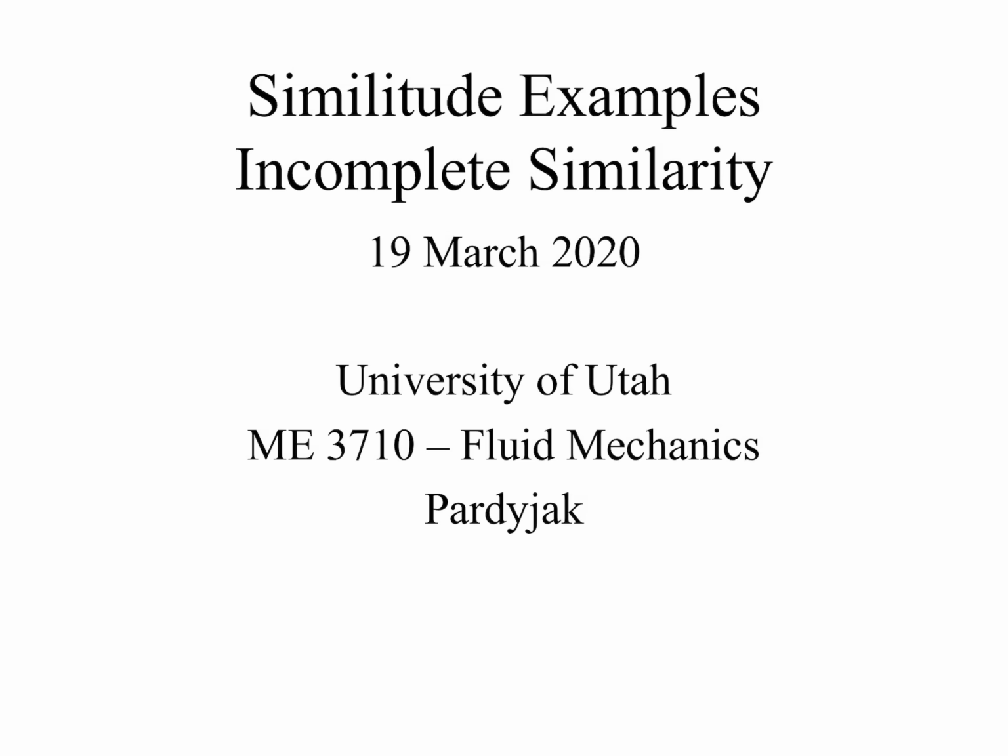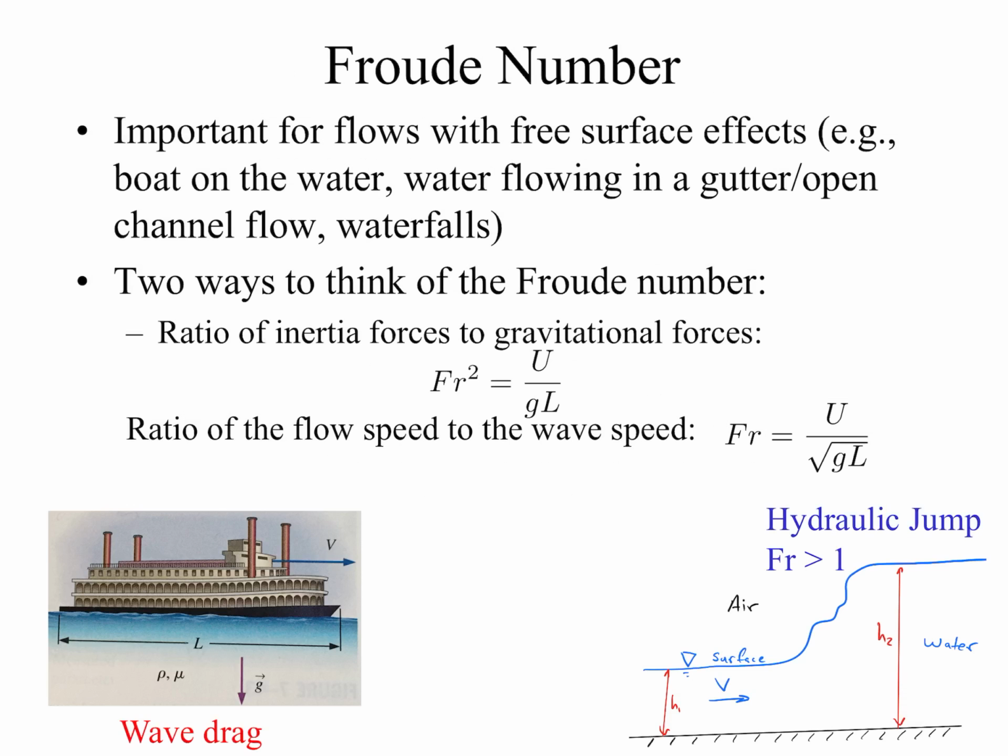To talk about similitude again. This time we're going to move on to what's called incomplete similarity, and it's something that comes up quite often when we're dealing with dimensional analysis problems. One of the classical numbers that we end up having to deal with incomplete similarity is the Froude number.